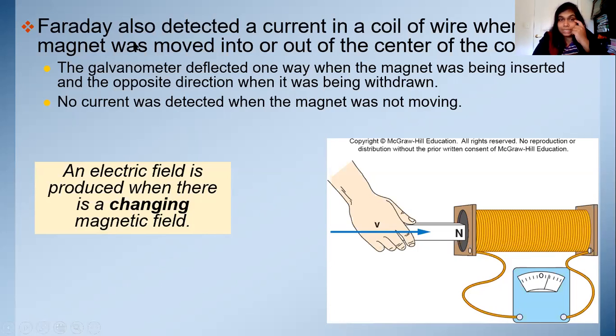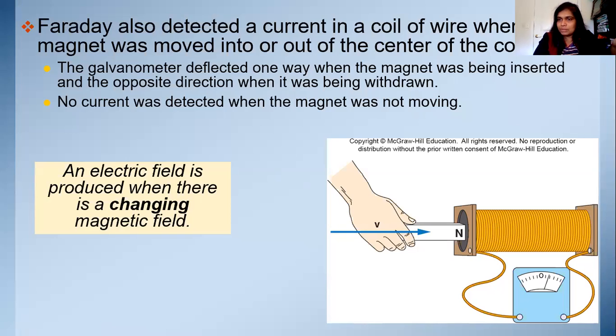So Faraday also detected a current in a coil of wire when a magnet was moved into or out of the center of the coil. So we can find out the direction of current. We will try it today, hopefully. The galvanometer deflected one way when the magnet was being inserted and the opposite direction when it was being withdrawn. That's why I mentioned the induced current direction depends on the direction that we are moving the magnet. Then no current was detected when the magnet was not moving.